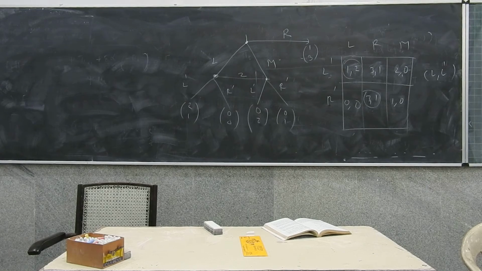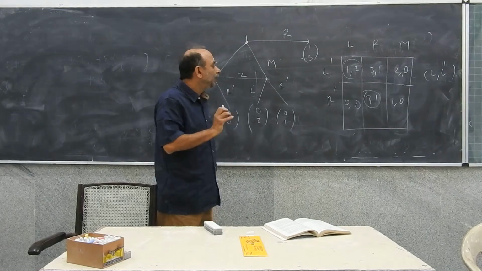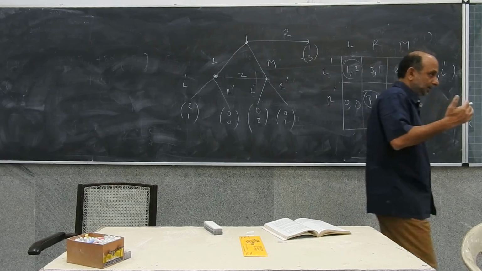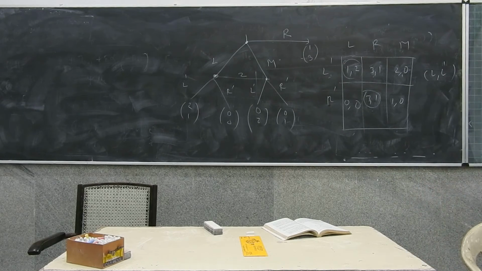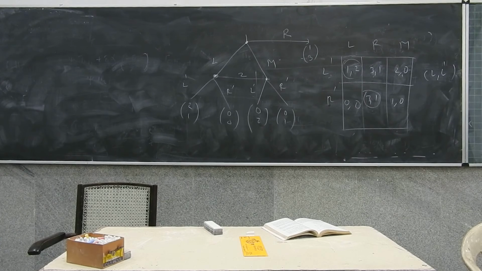Now, I want you to answer a question. I am deeply uncomfortable with the equilibrium R dash. Why? Do you also share my discomfort with the equilibrium R dash? And if so, why? Argue.